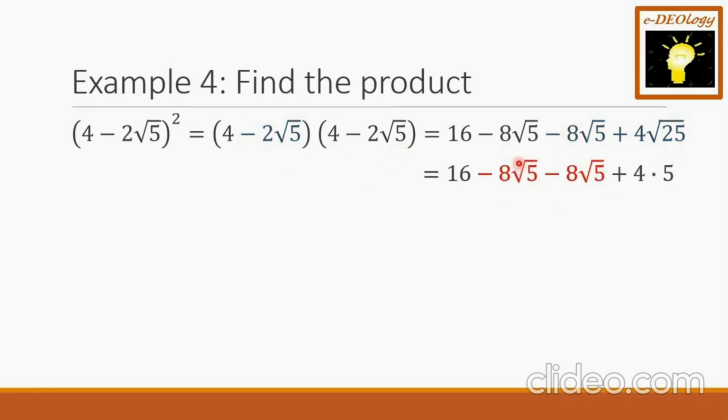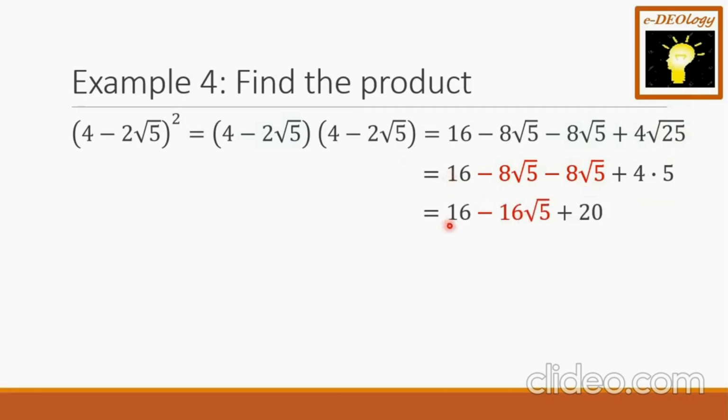And then we will simplify this square root of 25 to be 5. In the second term and the third term, we can see that they are the same radical. It means we have radicals of the same index and the same radicand. In that case, we can combine these two radicals in the middle.